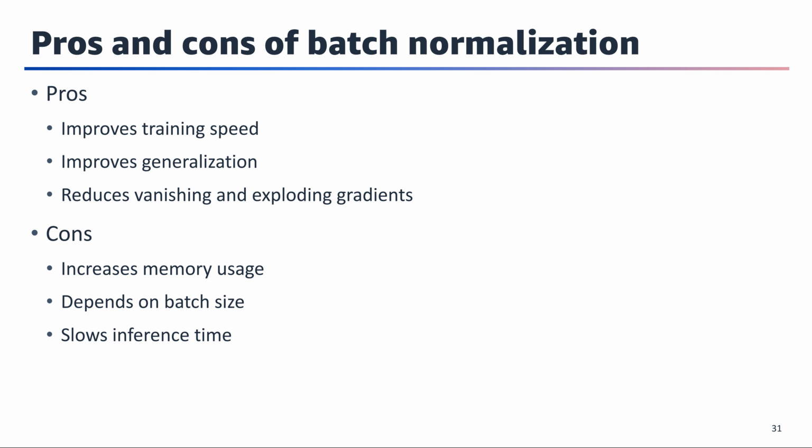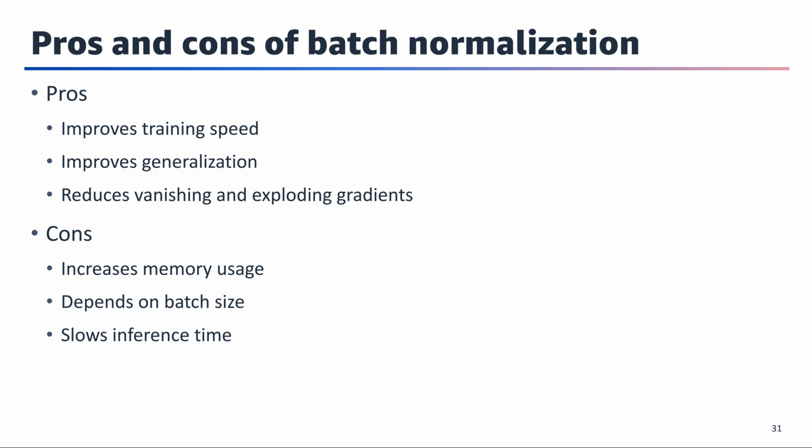There are pros and cons of batch normalization, a technique used in deep neural networks. Batch normalization improves training speed by allowing higher learning rates and reducing the need for careful initialization. It also enhances generalization by reducing overfitting and helps to mitigate the vanishing and exploding gradients problem. However, batch normalization increases memory usage as it requires storing the mean and variance for each batch during training. Its effectiveness also depends on the batch size, and it can slow down inference time due to the additional computations required for normalization.